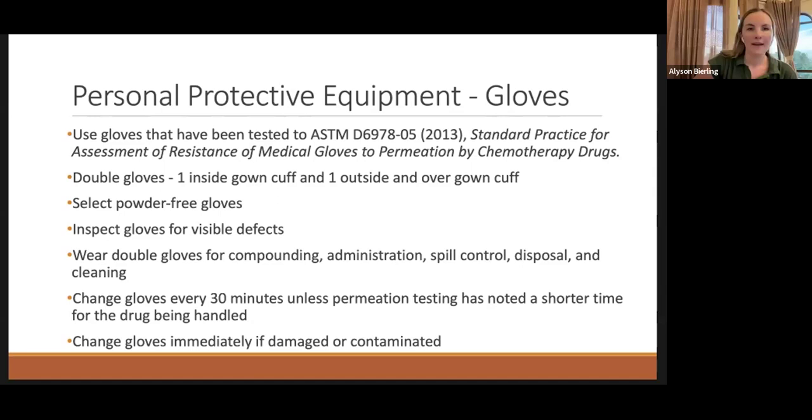Another best practice measure with regards to gloves is to change gloves every 30 minutes. So if you're mixing chemotherapy, you might be in the mixing hood for an hour or two. You want to make sure that you're changing gloves every 30 minutes. And then, of course, if the gloves become damaged or contaminated with drug, we would change those gloves immediately.